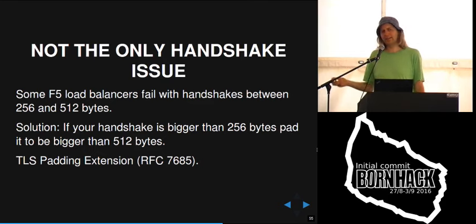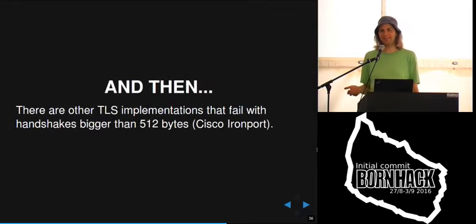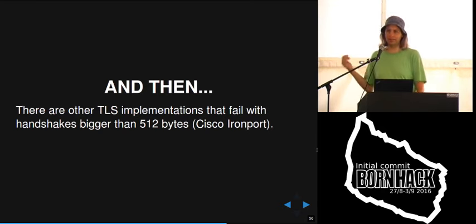Now, maybe you can guess what happened next. What happened next was that we found out there are other TLS implementations that break if you send a handshake larger than 512 bytes. So you can pad it, and then these F5 devices no longer break, but then some Cisco device breaks. The good thing about this was the Cisco device was for email, and the other thing was for HTTPS. So if you only pad HTTPS, then you kind of work around most broken devices.